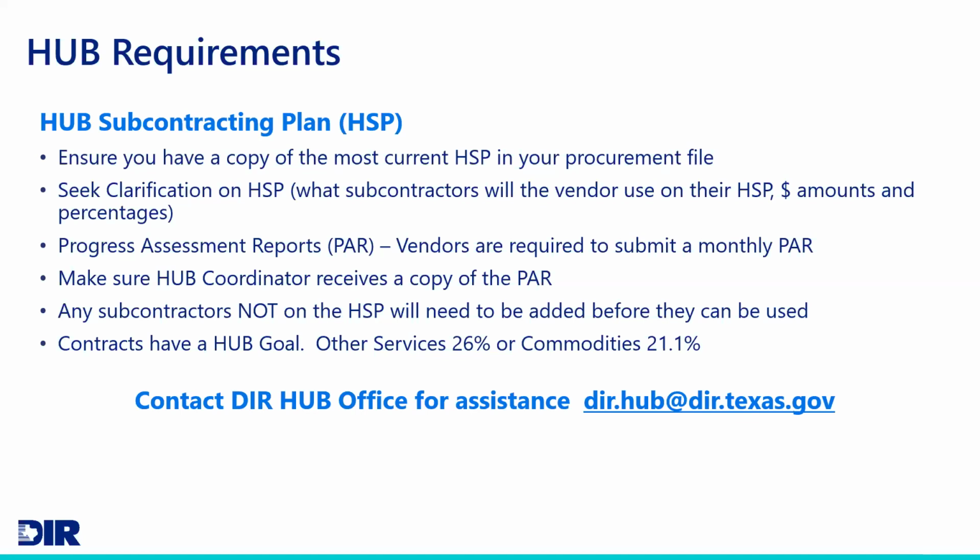Make sure that your HUB coordinator receives a copy of that PAR form, because they need to use that for reporting purposes. Also remember that any subcontractors not on the approved HSP form need to be added before they can be used. Remember that our contracts do have HUB goals. For other services, it's 26%, or commodity items, it's 21.1%. And if you have questions about the HUB form or about the HUB program, feel free to reach out to our HUB team at DIR.